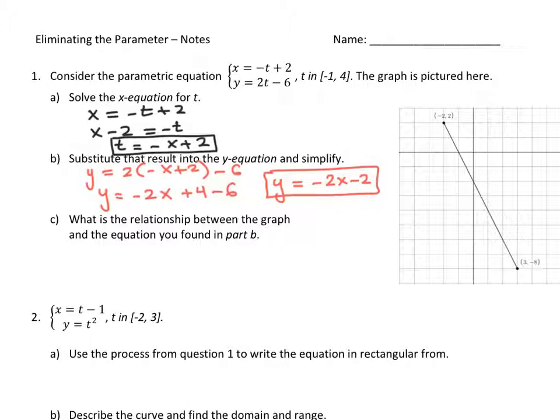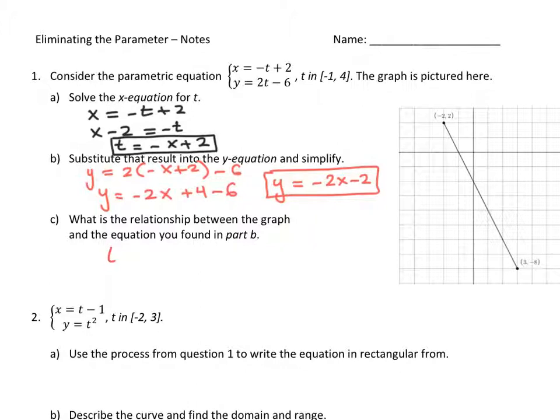Now in part C, they're asking me, what's the relationship between the graph and the equation you found in part B? This is an equation of a line that continues on from negative infinity to plus infinity. However, this is just a part of a line. So if you just write the rectangular equation like this, that's an incomplete answer. You need to restrict your domain. And to do that, I use the t value.